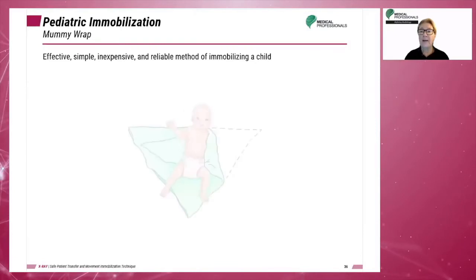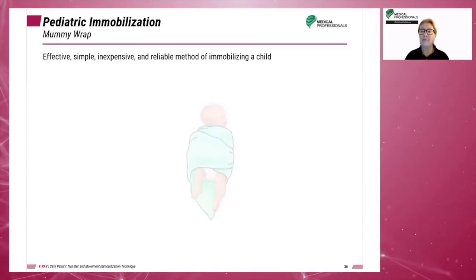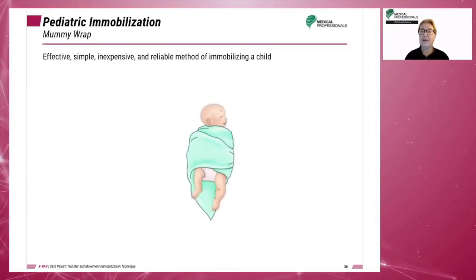The mummy wrap is an effective, simple, inexpensive, and reliable method of immobilizing children that are 12 months or under. It is also called the mummification technique. The sequence starts with placing the child in the center of a triangular folded sheet. Keep the shoulders just above the top fold of the sheet.